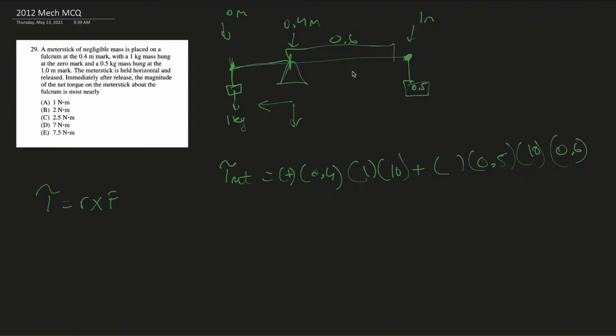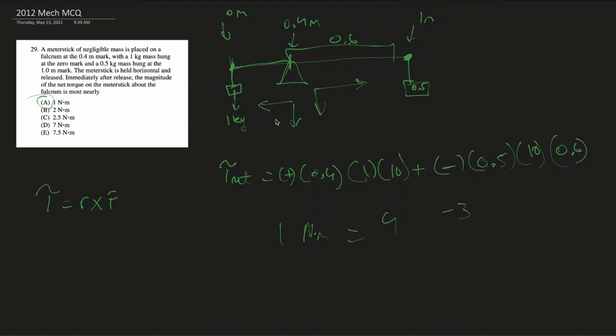And again, do the same thing here. Point in the direction of R and cross it to F. That tells me that my thumb points into the page, and because we defined out of the page as positive and into the page as negative, this is going to have a negative sign. So if we multiply this, we get 0.5 times 10 is 5, times 0.6 is 3. This is negative 3, and here we just get 4. So that gives us 1 Newton meter of torque. So that's going to be A.